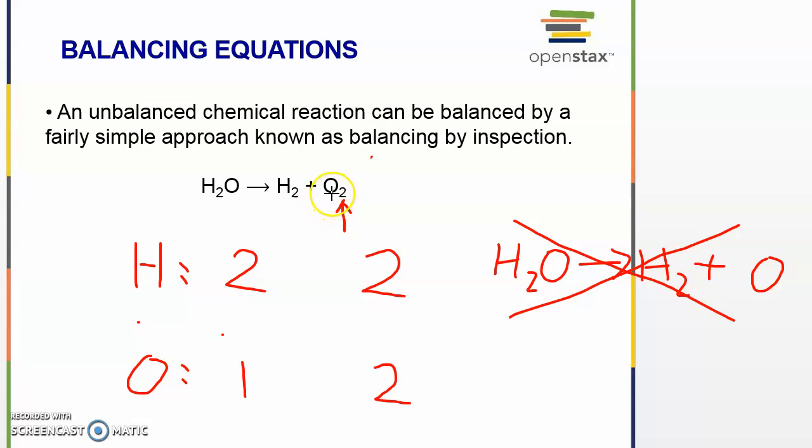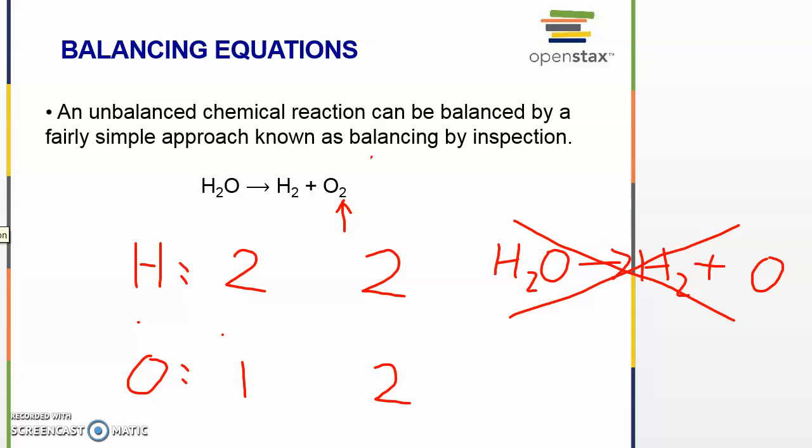Why? Because oxygen is a diatomic molecule. It always comes with O2. You cannot change the subscript over here. So what can we do? We are only allowed to change the coefficient in order to balance it.